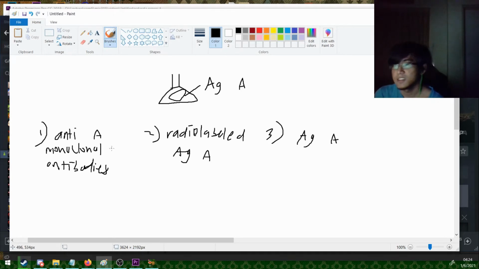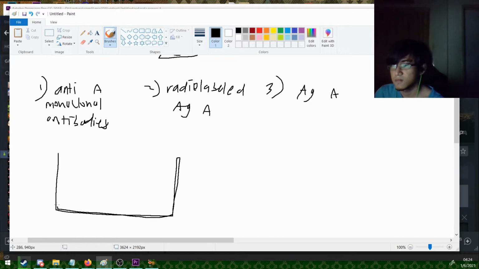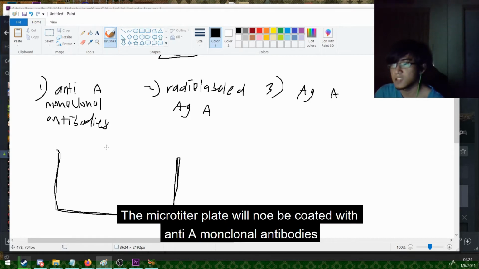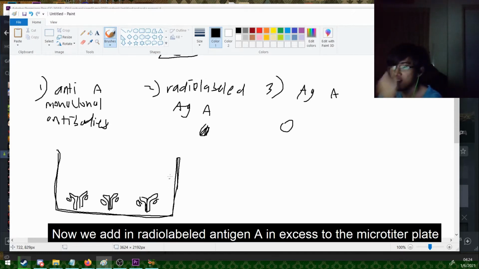So now we will prepare a microtiter. The microtiter will then be coated with anti-A monoclonal antibodies. Alright, then we will add in radiolabeled antigen A in excess to the microtiter.